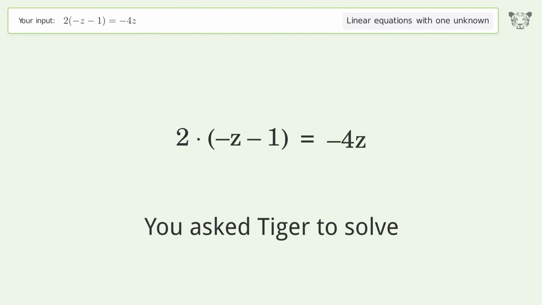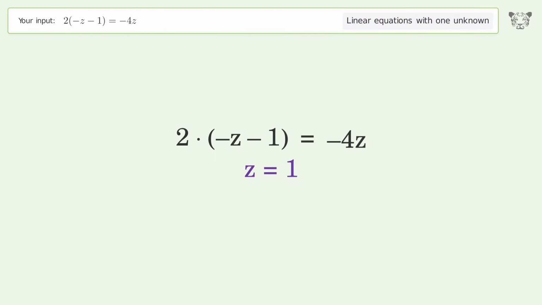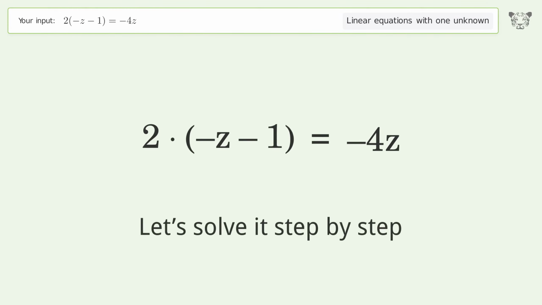You ask Tiger to solve this. It deals with linear equations with one unknown. The final result is z equals 1. Let's solve it step by step.